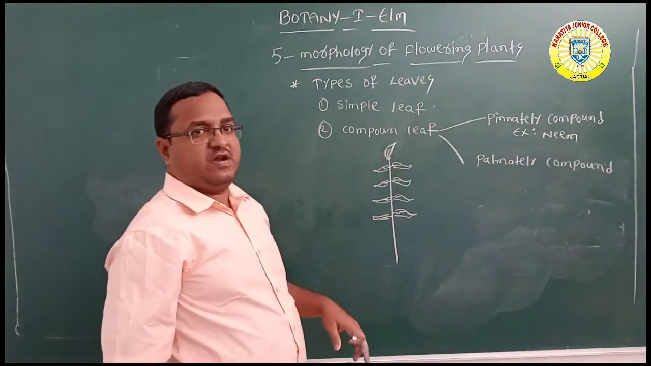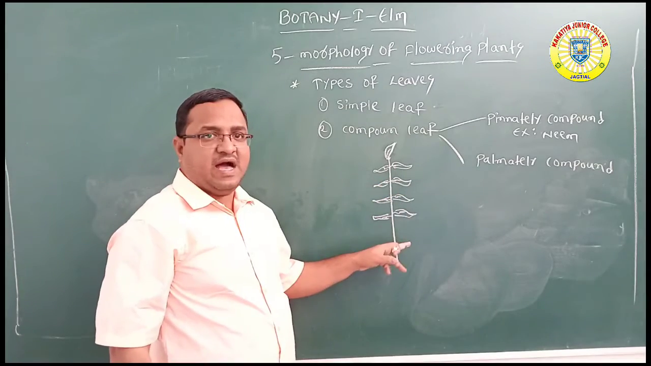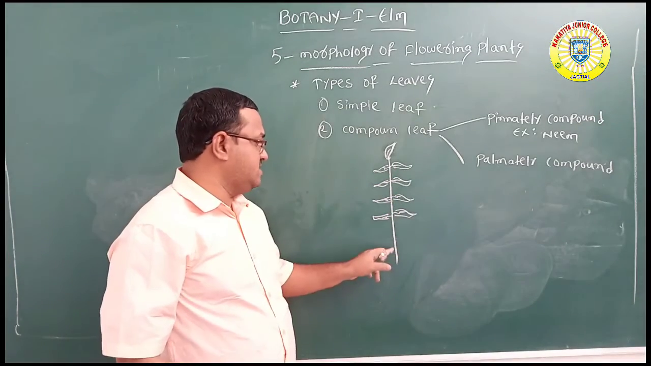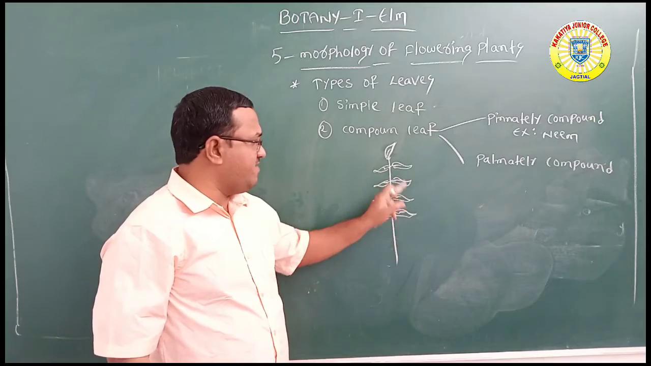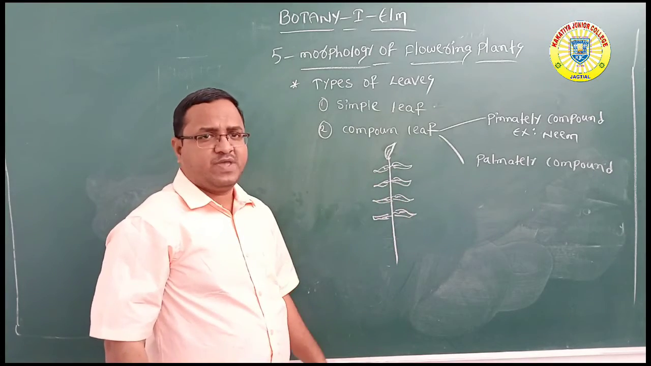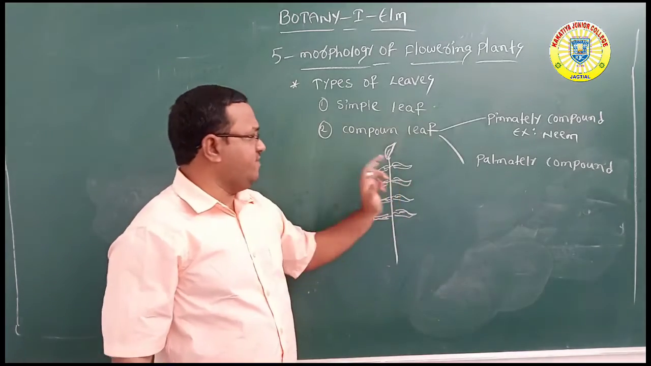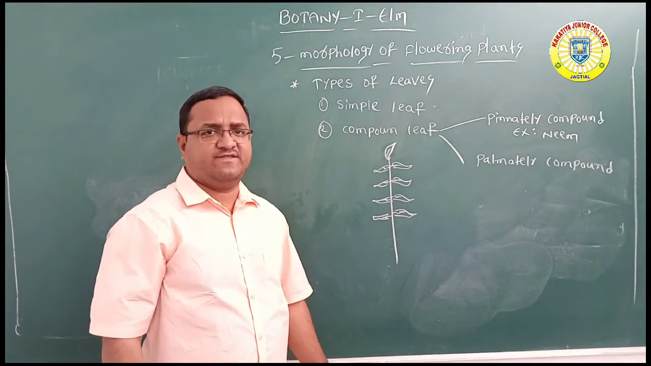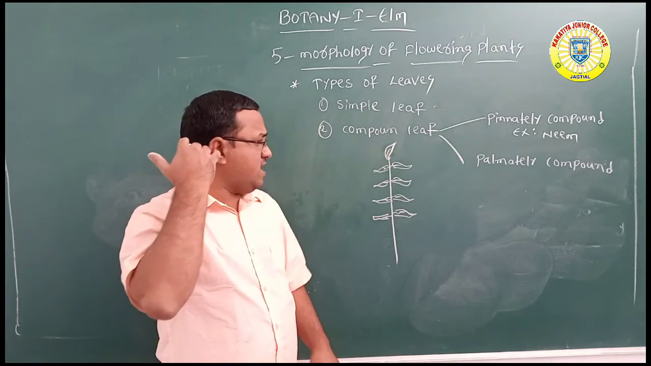Pinnately compound leaf: a number of leaflets are arranged on the common axis. This is the common axis, and on it a number of leaflets are arranged. This is the pinnately compound leaf. Best example, neem leaf. Next, what is palmately compound leaf?